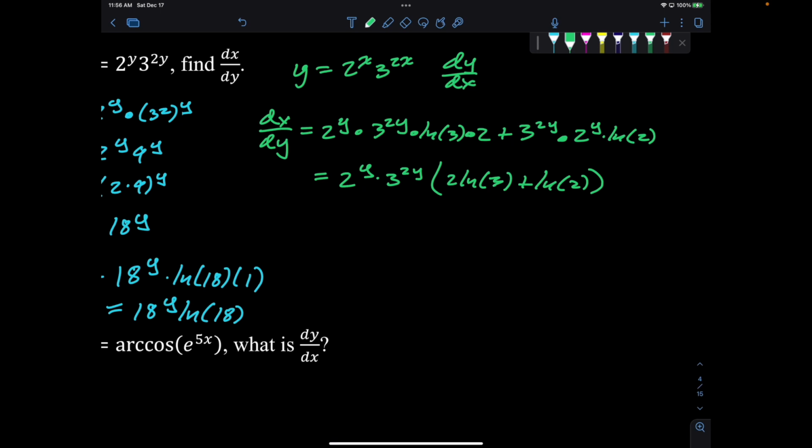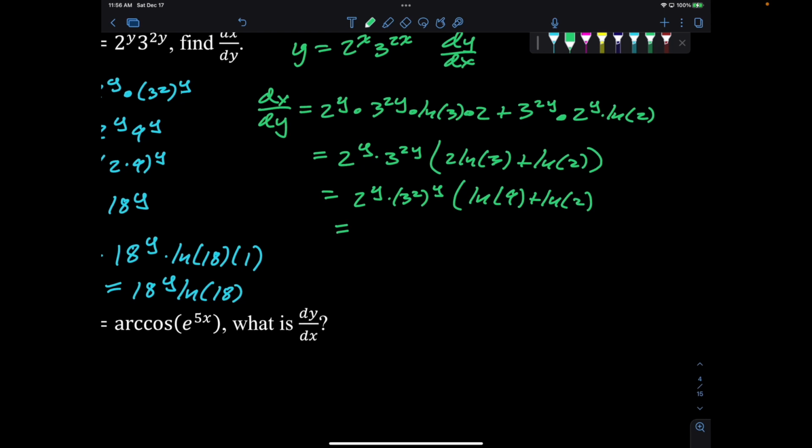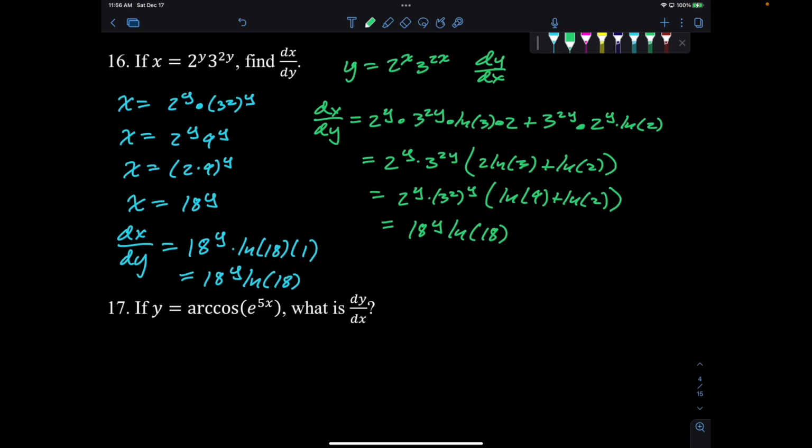All right, now we need some properties of stuff. 2 to the y. We're going to do the 3 squared to the y thing again. And then coefficients become exponents. So that'll be natural log of 3 squared, which is 9, plus natural log of 2. And then 2 to the y times 9 to the y is going to be 18 to the y. And when you have natural logs in addition between them, it becomes multiplication. So natural log of 18. So look at that. Same thing.